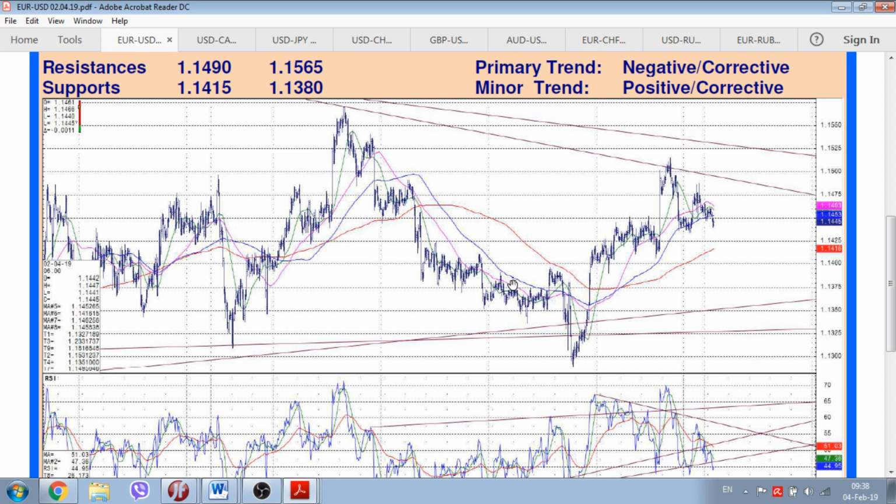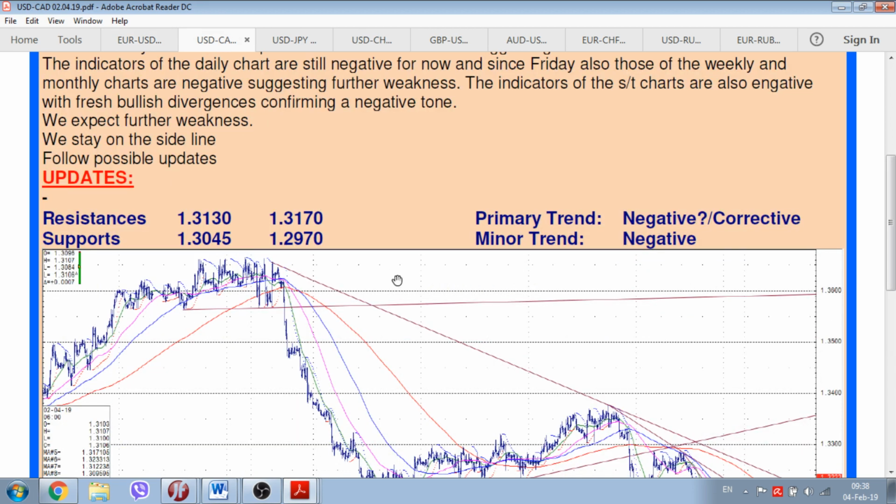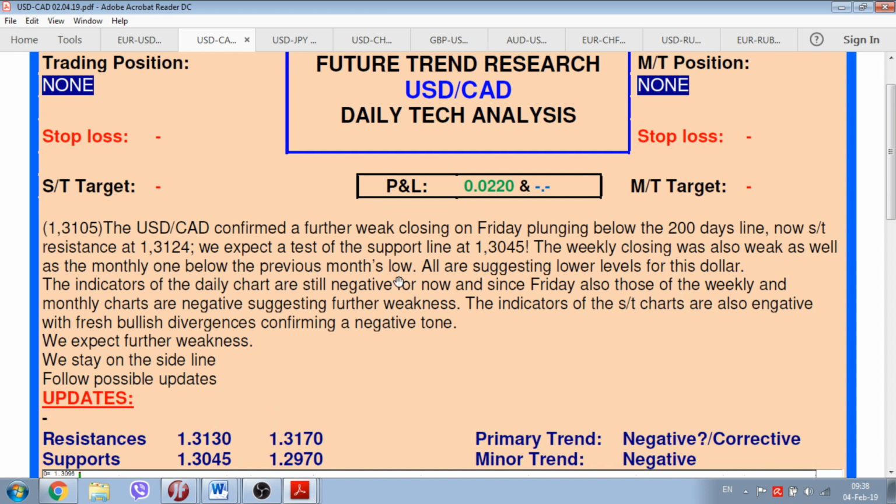To say the truth, the situation in the euro dollar is not so interesting, for example, like in the dollar Canada. In the dollar Canada, as you could see, FutureTrendResearch has an inclination to sell the currency on any kind of uptick, and continues to suggest that in the foreseeable future the pair will test lower levels. You could see that from the last sentence. The indicators of the short-term charts are also negative, with fresh bearish divergences confirming a negative tone, and as a result in the dollar Canada, FutureTrendResearch expects further weakness.